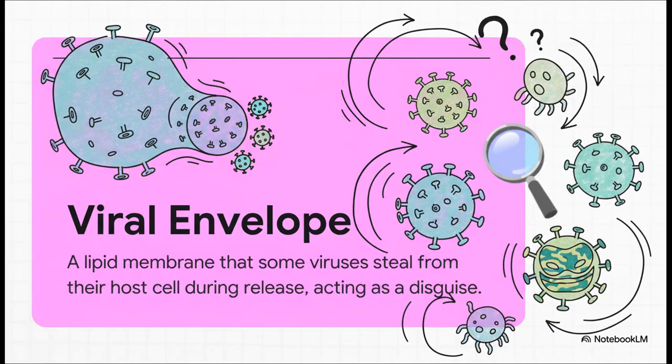It's called the viral envelope. So as a new virus is bursting out of a host cell, it literally wraps itself in a piece of the cell's own outer membrane on its way out. This is just a brilliant act of thievery, right? It creates this perfect disguise, which makes it way harder for your immune system to spot the invader.